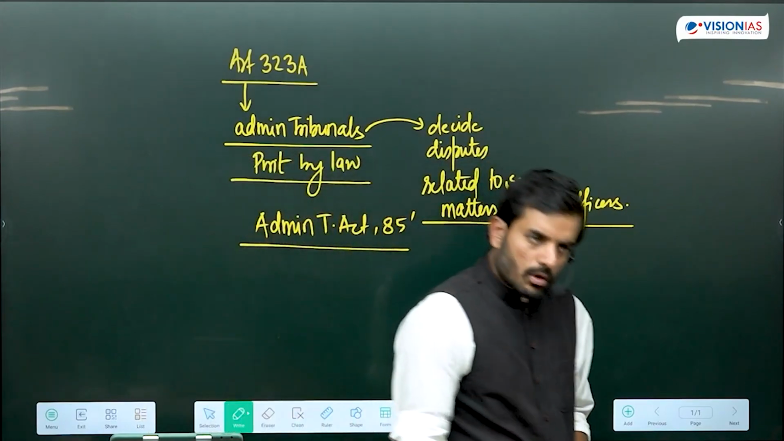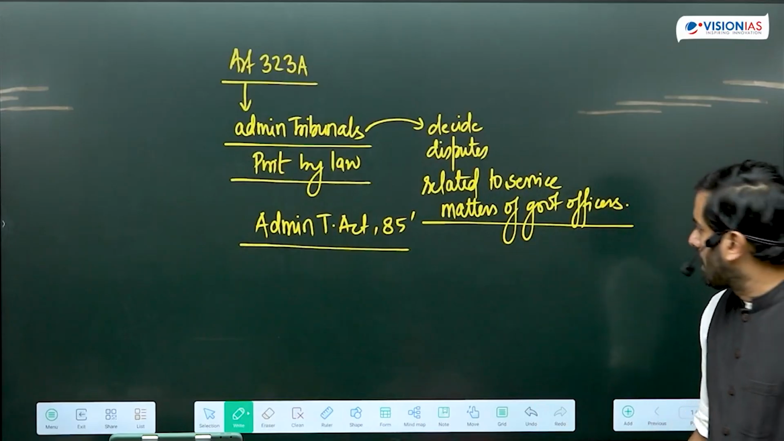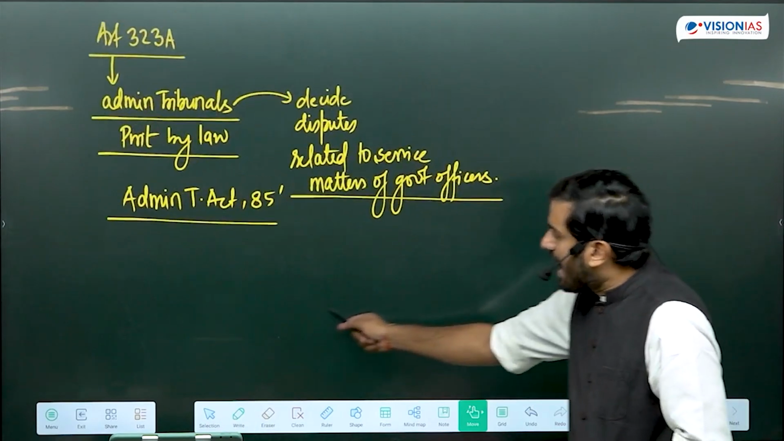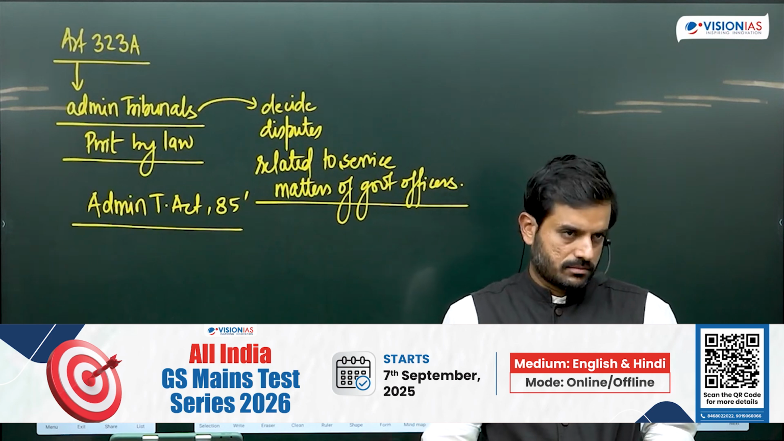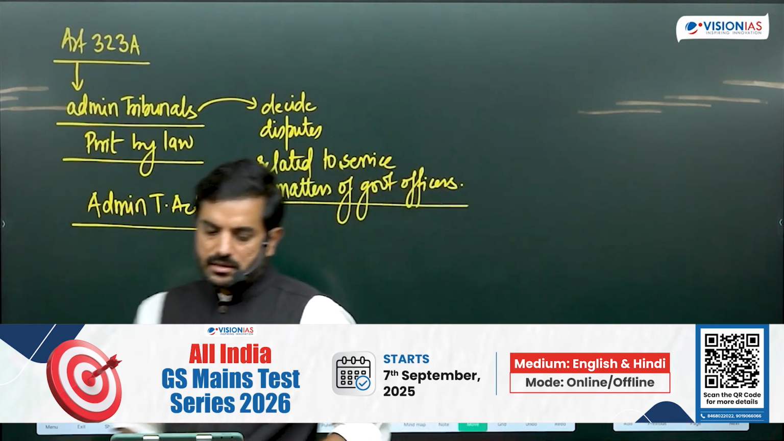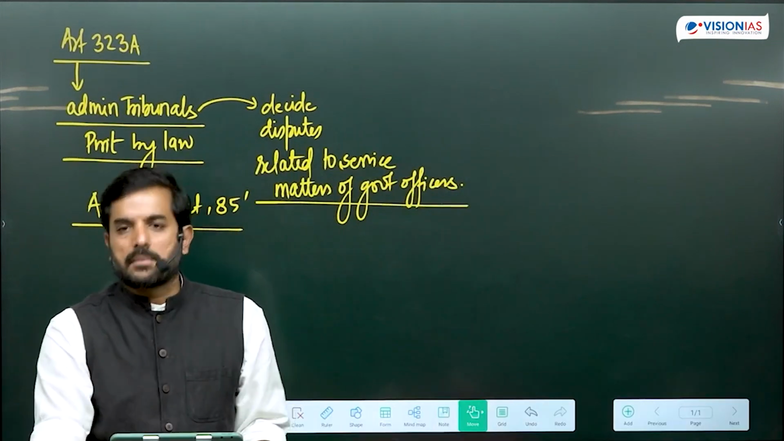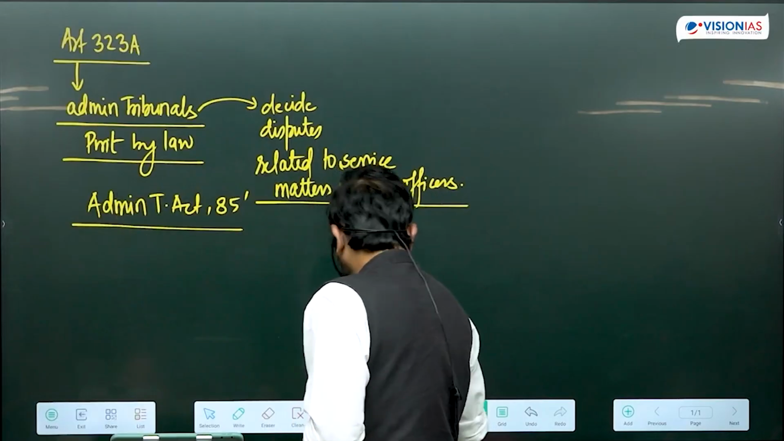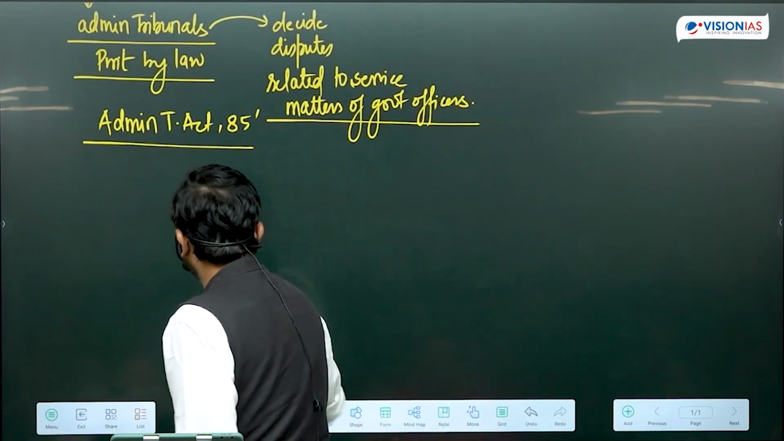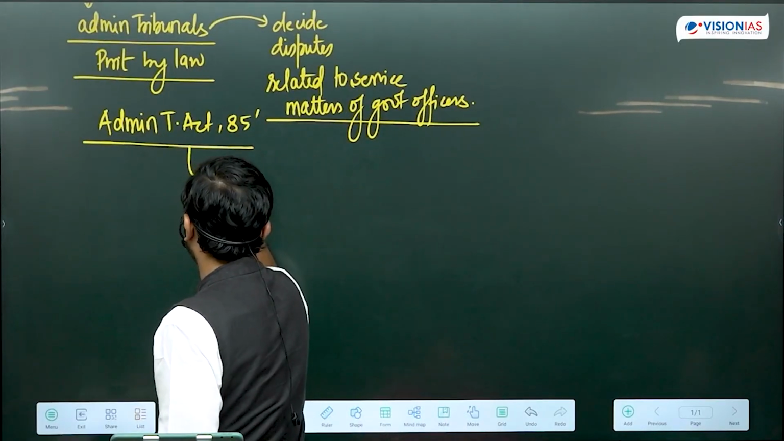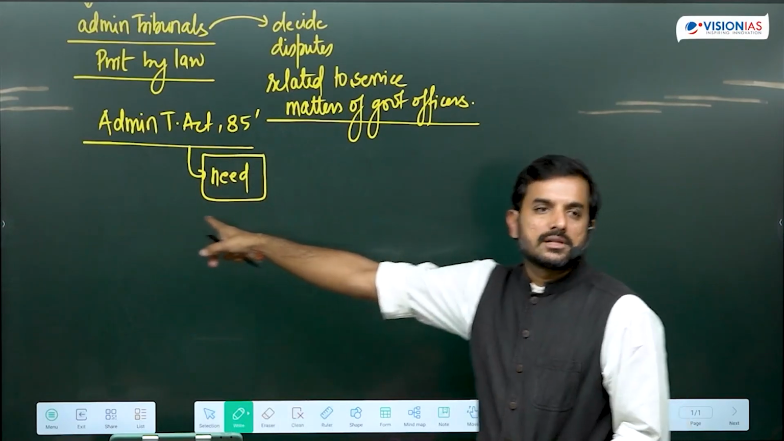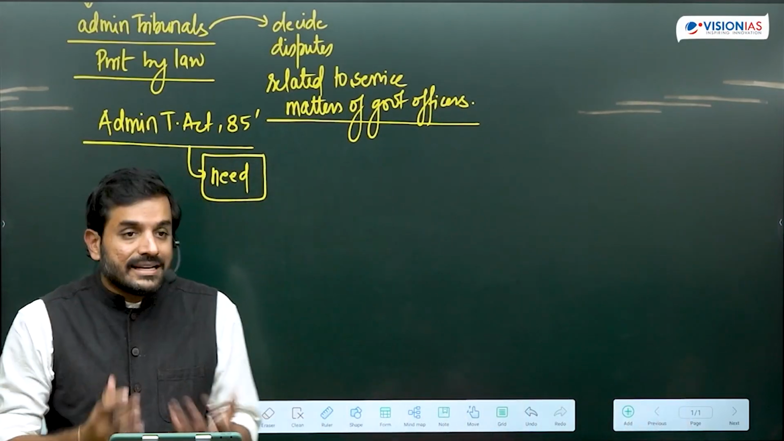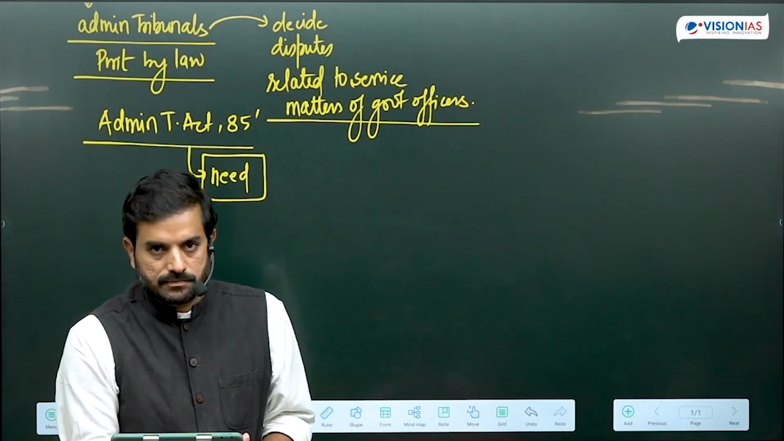Okay, we already have so much fodder with us. But now, why were these administrative tribunals set up when we already had the court mechanism? That's the answer that we need to provide to the examiner. Now, what was the need for setting up these administrative tribunals? Administrative Tribunals Act of 1985, what is the need for setting up administrative tribunals?